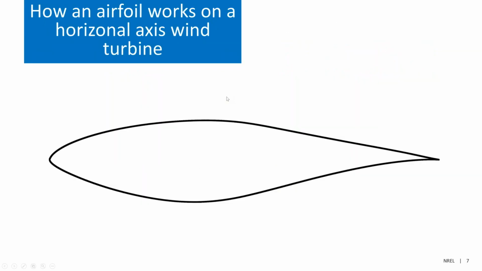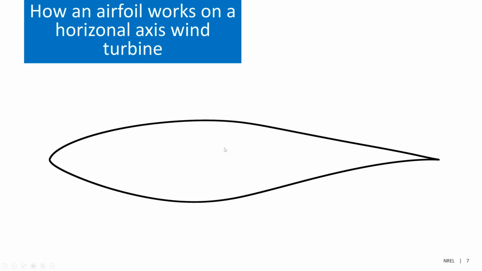So let's talk about how these airfoils actually work on a horizontal axis wind turbine. What we're doing here is looking at the airfoil as though we're looking at the tip of a blade. We've cut the airfoil somewhere, maybe at the tip, maybe somewhere else, but we're just looking at the airfoil. I think it's easiest to understand this if you think of this as looking from the top down, and you're looking at the airfoil with the blade pointed straight up.